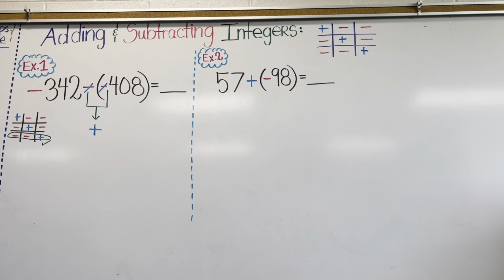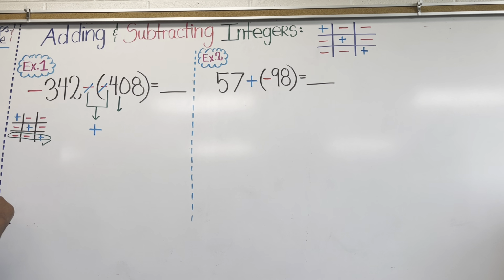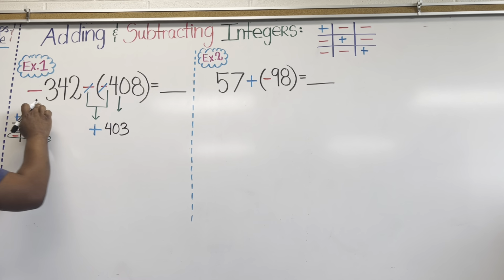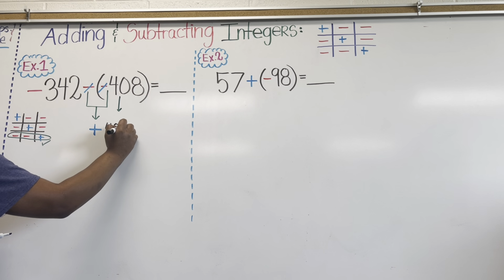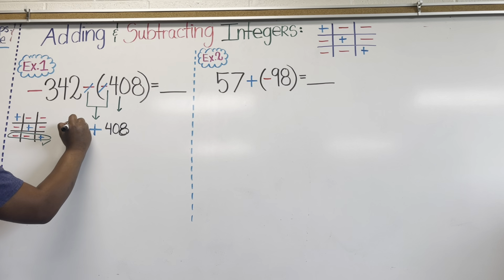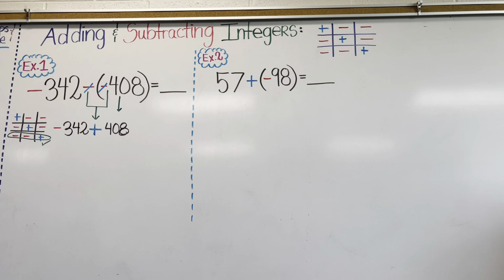So I'm going to put a positive sign, okay? So now I just bring everything else down. So I still have a negative 342 plus 408, all right? So once again, I have a negative 342 plus 408, okay?